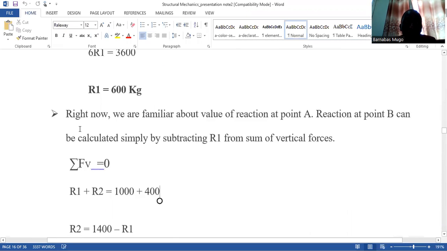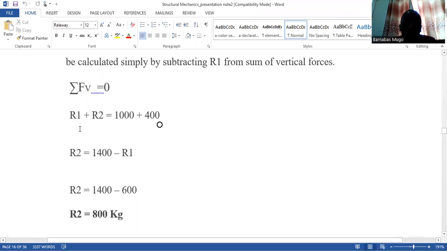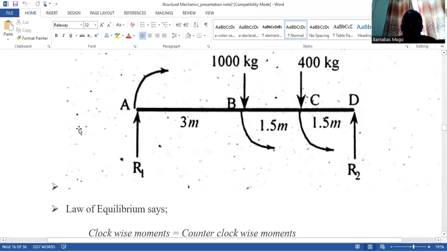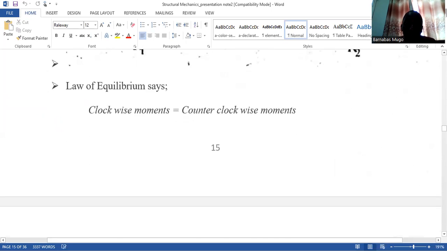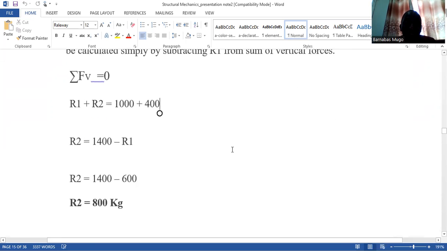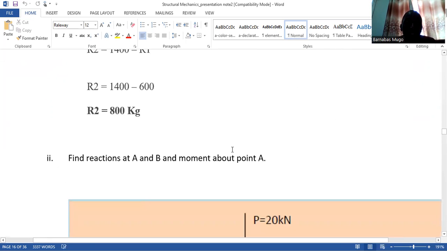Then the same case is going to apply to the second point. The second point is that R1 plus R2, which is the upward force, should be equal to the downward force. As you can see, R1 and R2, the reaction force, is equal to 400 plus the 1,000. And therefore, R1, we have said that it is 600. And therefore, I just replace to get R2 to be 800.